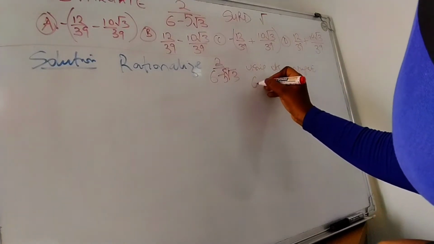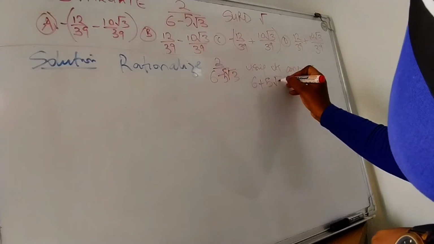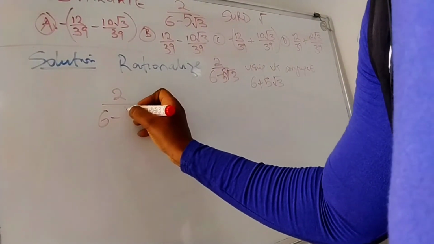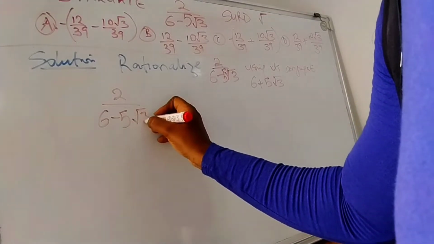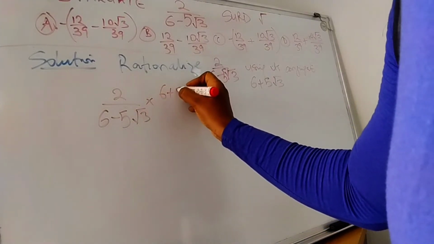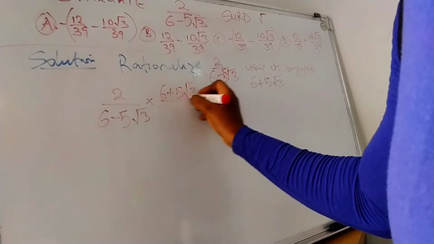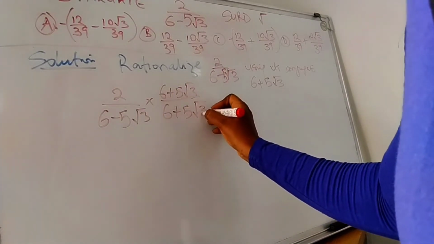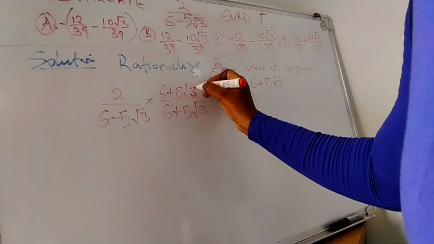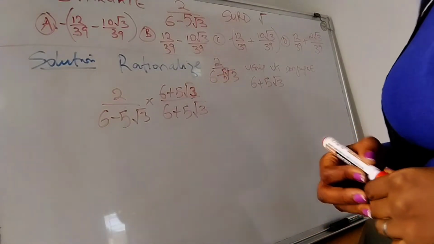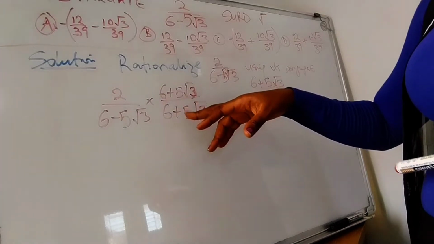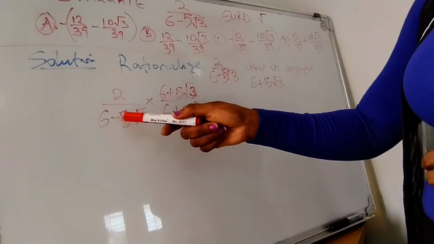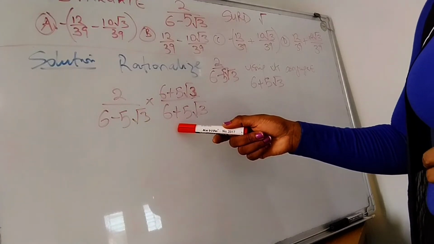We know that its conjugate is 6 plus 5 root 3. So how do we go about that? We'll say 2 all over 6 minus 5 root 3 times 6 plus 5 root 3. Follow me? Don't lose me here, because this is how to rationalize a surd. As simple as this. So, we're multiplying the numerator with this and the denominator with this.